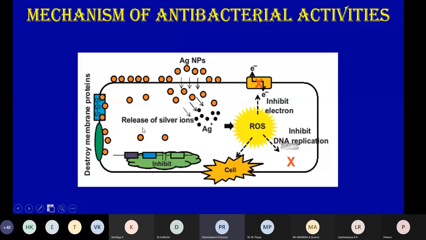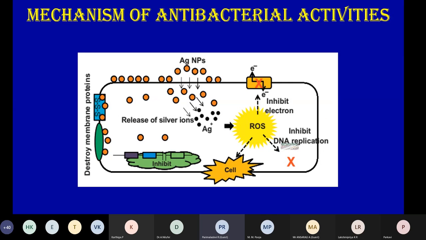This is a nano silver. When this silver reacts with bacteria, it readily binds with the thiol groups of some crucial proteins. It affects the proteins of the bacteria and it also damages the enzymes. And this silver also blocks the DNA replication process and it cleaves the cell membrane.